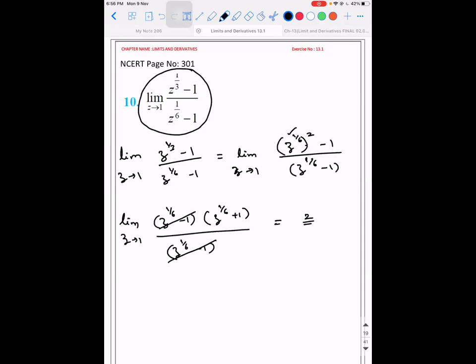Did you understand what I did? I knew here I had a square minus b square form. So I wrote it as a minus b into a plus b, and then we got the answer.